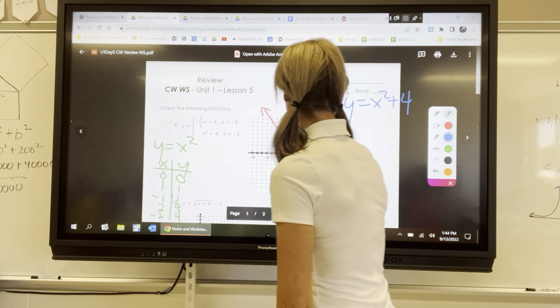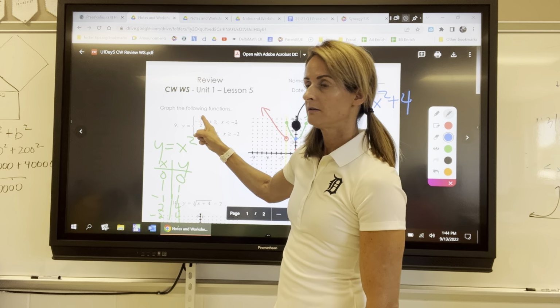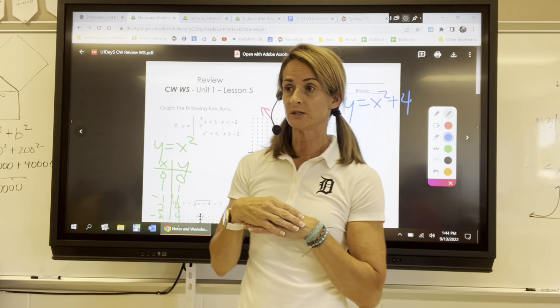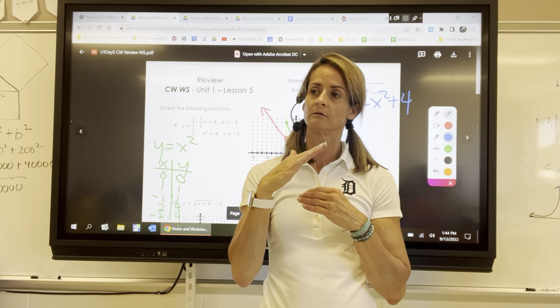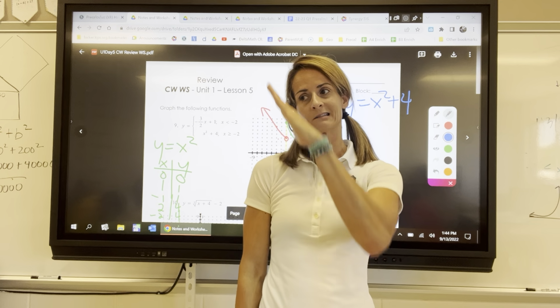So, same for lines. This original parent function, -3/2 x, without the plus 1 at the end, goes through 0, 0. Or it goes this way, right? 0, 0. And then the plus 1 at the end takes the whole line and moves it up 1.